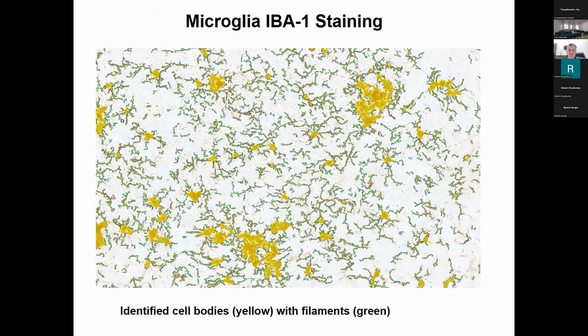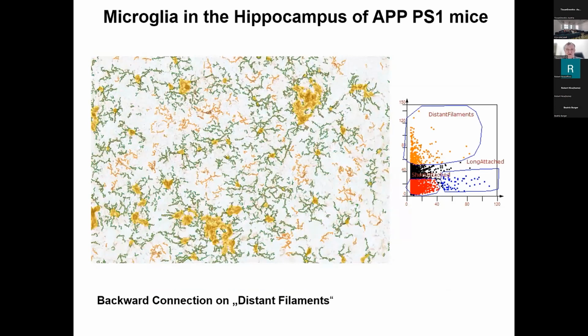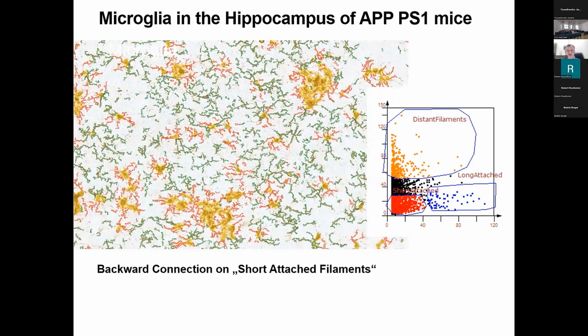And now we will identify cell bodies, in yellow, with filaments, in green. This is followed by an analysis of the fragmentation. We have distant filaments, we have long attached filaments, and we also have short attached filaments. If we have the distant filaments, it means that they have been fragmented, so these microglial cells have undergone fragmentation. This we can see here in different colors, but we can also do a quantitative analysis, where we see the percentage of distant filaments, the percentage of long, and also of short filaments.